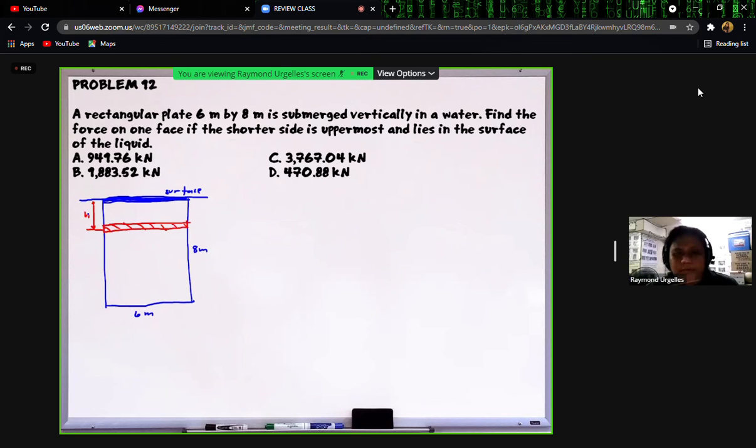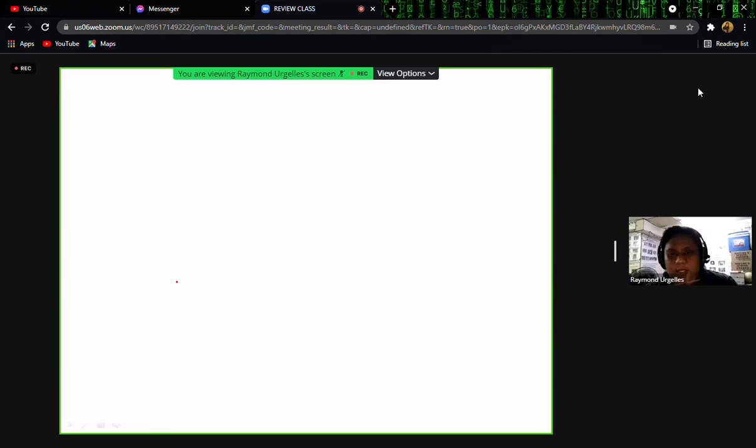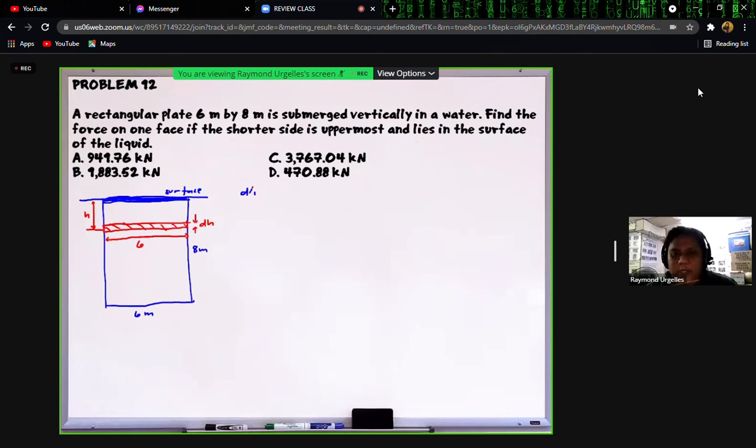Sa horizontal strip, ititreat lang natin yung layo nito from the surface as h. Yung kanyang thickness will be dh. Tapos yung width niya, as you can see, rectangle to. Sa rectangle, constant yung width, so lagi itong equal sa 6 units. Basically, if we solve for the differential area, the differential area here is equal to 6 dh.